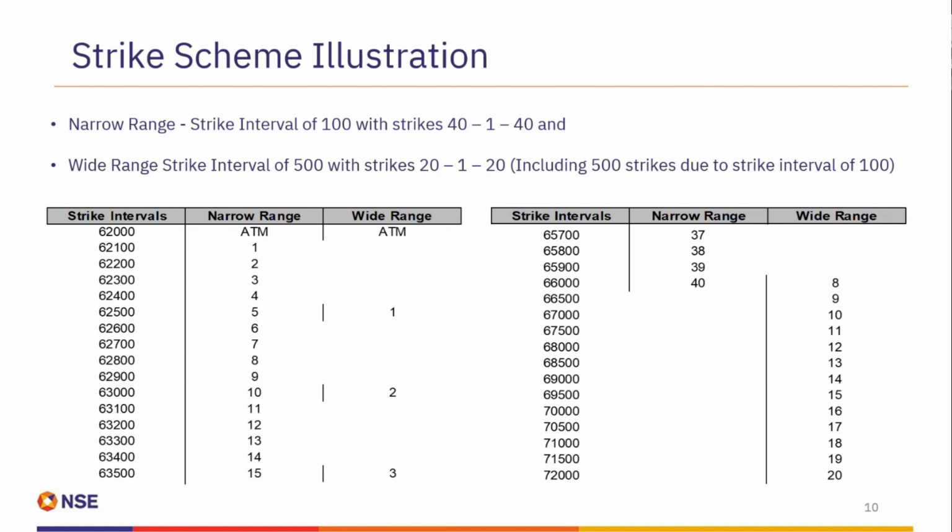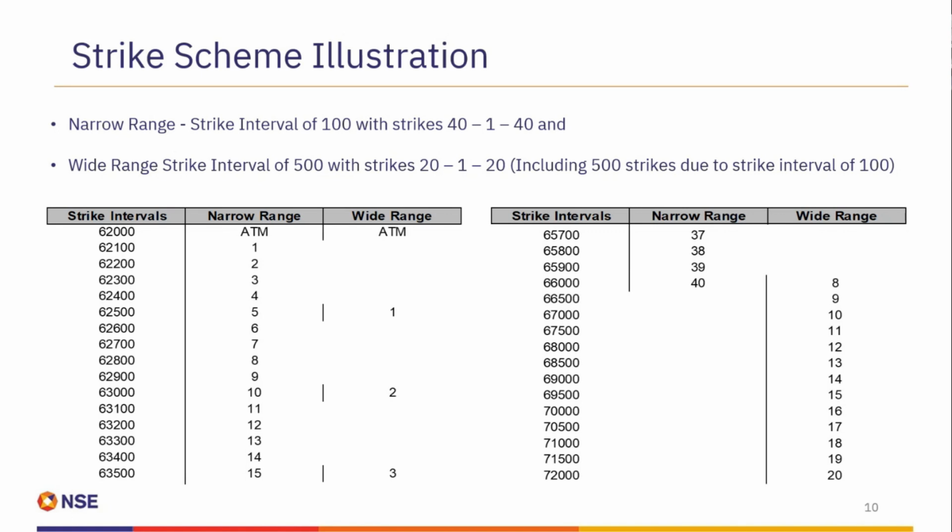side of ATM. Now here, one important aspect to know is, when we are introducing the 500 strike interval, we are including the 500 strikes which are generated out of that 100 strike interval as well. So basically the option chain will be uniqued out. Okay. When I say 500 strike interval with 20 strikes, that doesn't mean this 20 will start after the 100 strike interval has ended. Okay. There is an overlap between the two.